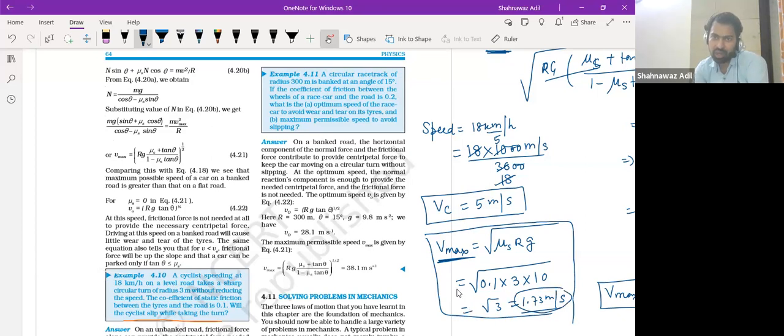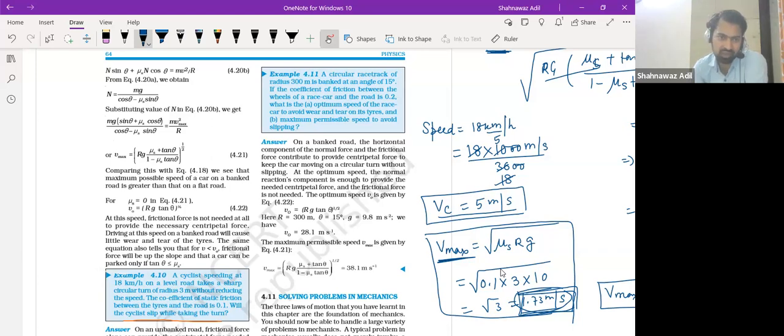Yes, sir. But he is moving with this velocity. So will he slip or will he not slip? What will happen? So he will slip. Right, he will slip because he is exceeding the limit. This is the limit that he should not cross, right? So this is the maximum speed that he should turn the cycle with, right? Yes, sir. This is the question.